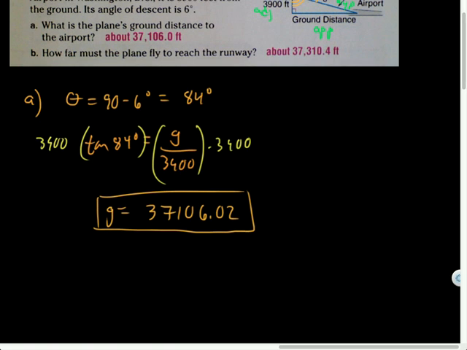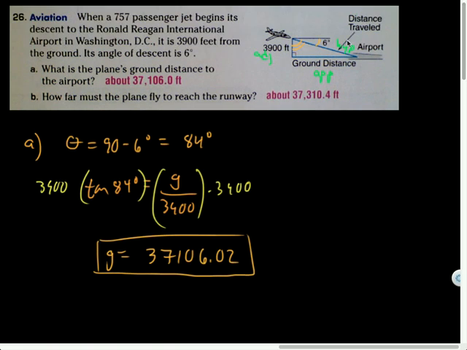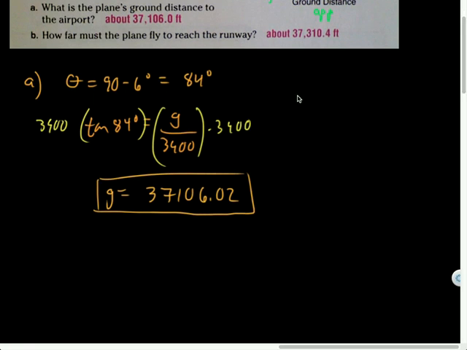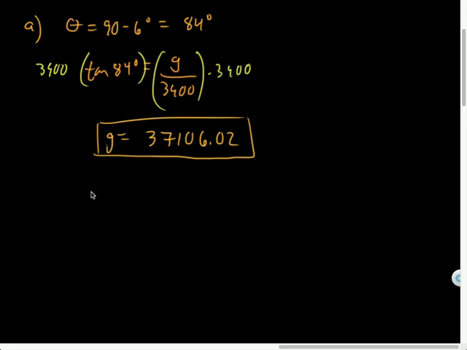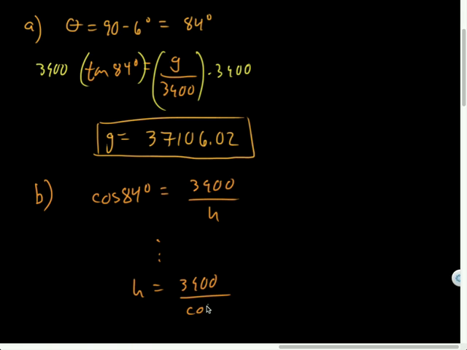So to figure that out, what trig ratio should I use? Well, I'll compare the side I know to the side I don't know. So that's adjacent and hypotenuse, so I would use cosine. So cosine of 84 degrees is equal to the 3,900, the adjacent, divided by the hypotenuse. Adjacent over hypotenuse, yeah. And then solve this. H is going to end up equaling 3,900 over cosine 84.